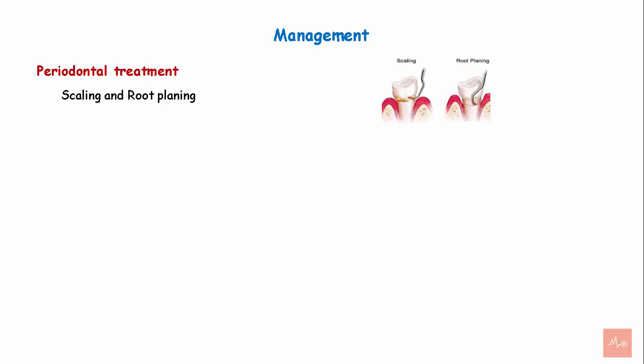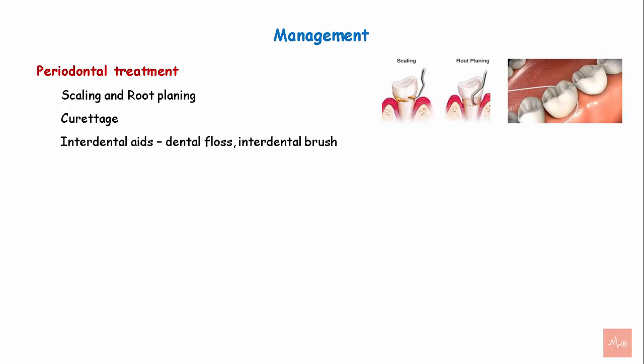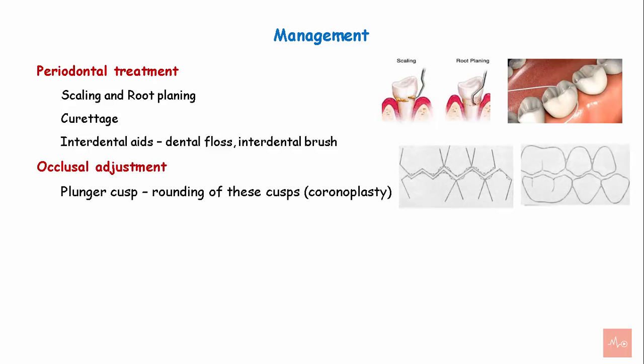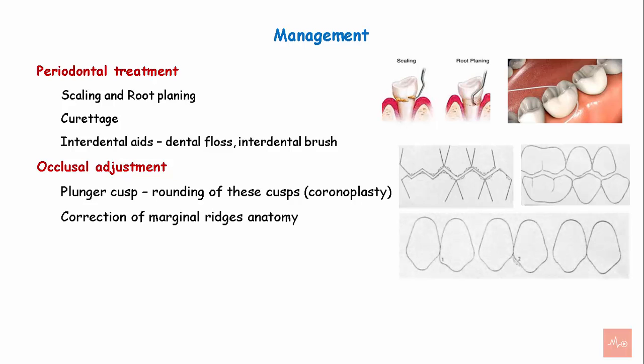Management of food impaction. The first thing to perform is the periodontal treatment: scaling and root planing, curettage if needed, and use of interdental aids like dental floss and interdental brush. This is followed by occlusal adjustment, where the plunger cusps are rounded. The procedure is called coronoplasty.